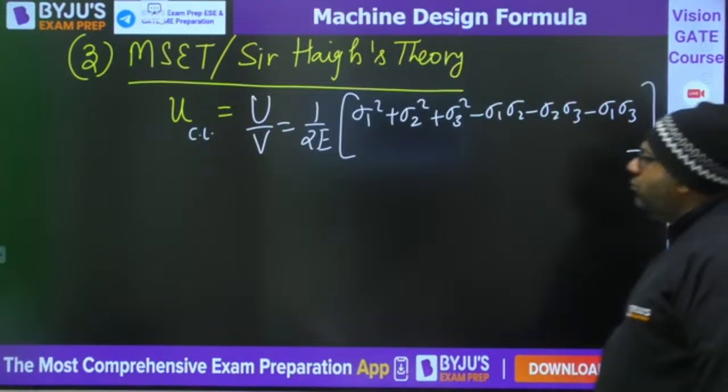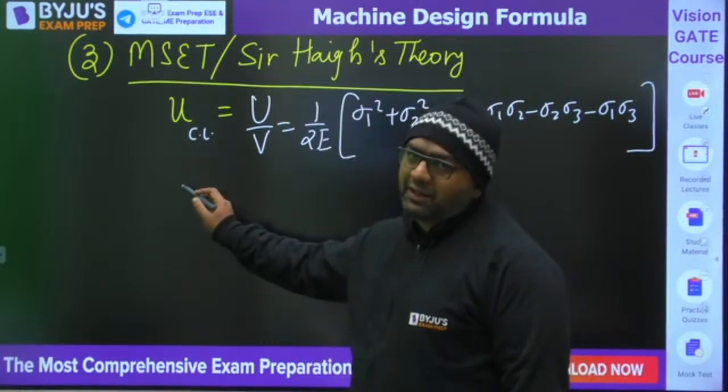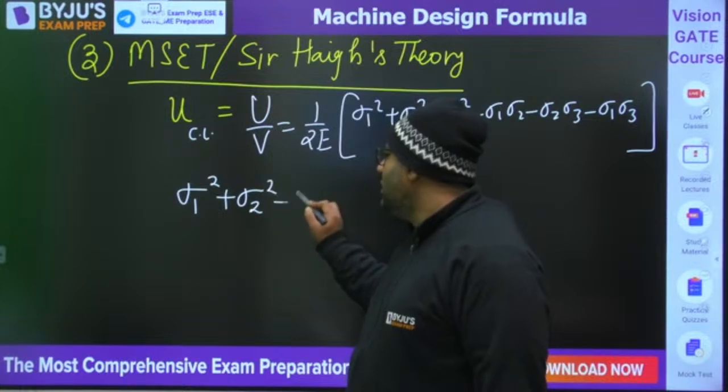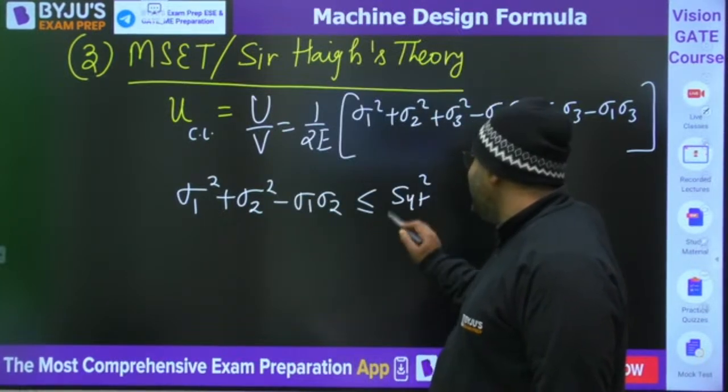Why am I writing this formula? Because it has been asked in the paper many times. But if you are talking about the statement, it comes out to be sigma 1 squared plus sigma 2 squared minus sigma 1 sigma 2 is less than or equal to SYT squared upon N squared.